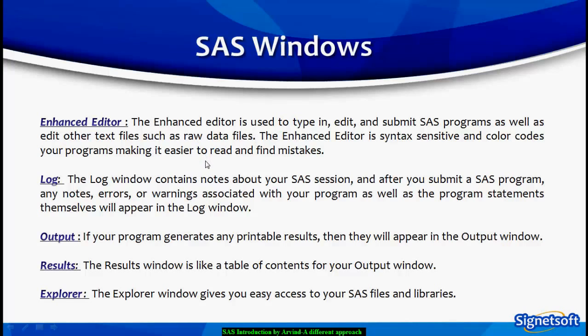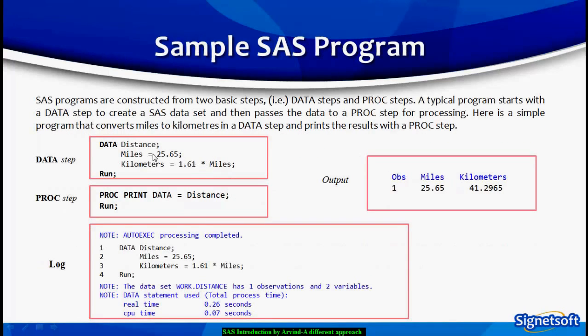Next, here is a small SAS program, data step and proc step. A SAS program is of two parts, data step and proc step. We discussed that there are four major tasks that we perform by using SAS software: extraction, manipulation, analysis, and reporting. Extraction and manipulation we can perform by using the data step, and analysis and reporting we can perform by using the proc step. Those are the two parts of a SAS program.